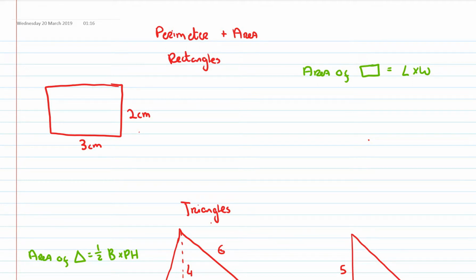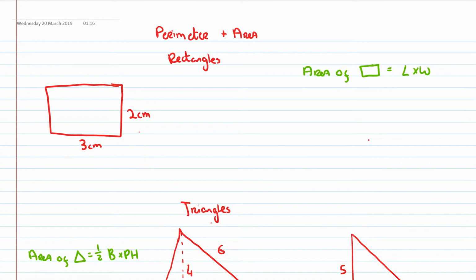In this video we're going to look at finding the perimeter and the area of regular shapes like rectangles or triangles. I'm going to start off with perimeter. Perimeter is basically the length of all the sides of a shape, all the outsides added together. So it's basically this plus this plus this plus this.